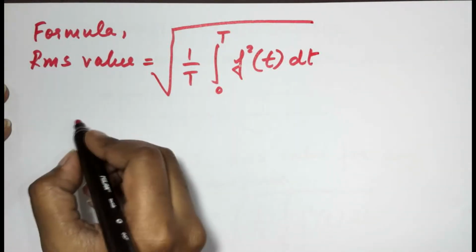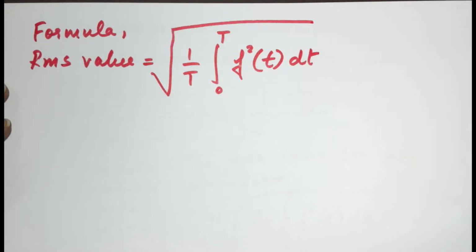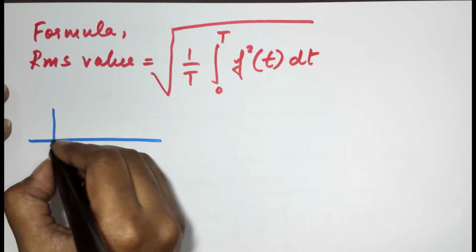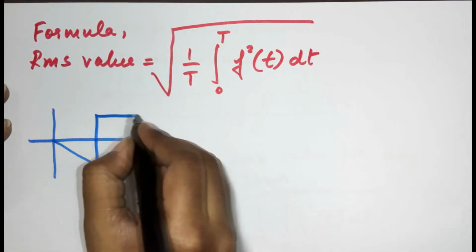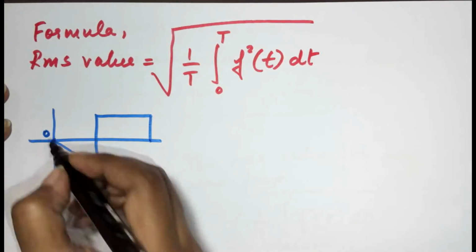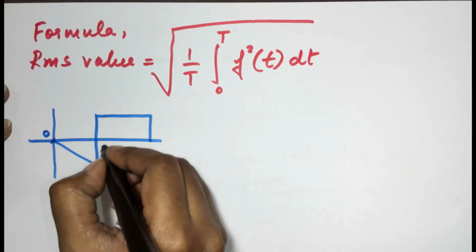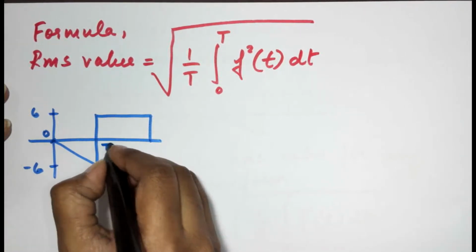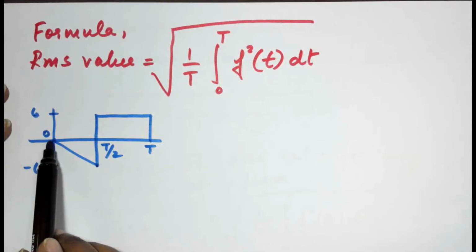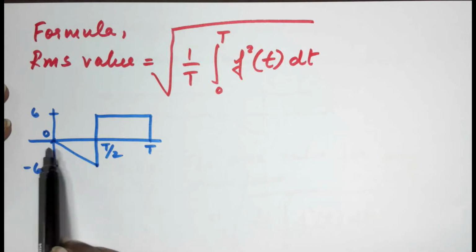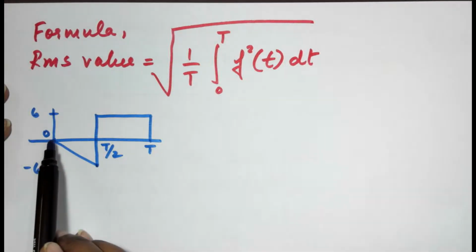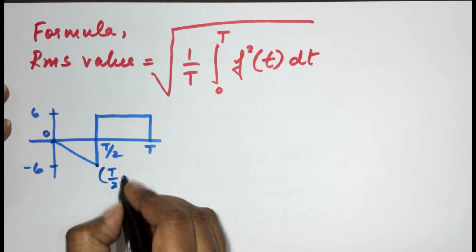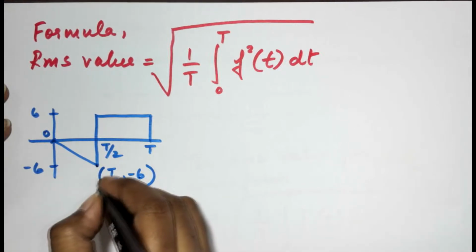Okay, now let's take a closer look at the diagram, the waveform given. So first we have a slope here and then a constant here. Now this point is our origin 0. Here we have minus 6, this is positive 6, and here this is T by 2 and T. Now consider just the 0 to T by 2 portion, this portion here. If this is the origin, we know the point here is 0, 0. Now what is the point over here? At this point it is T by 2, minus 6, right?